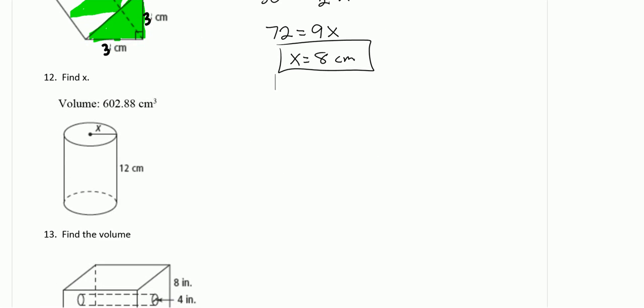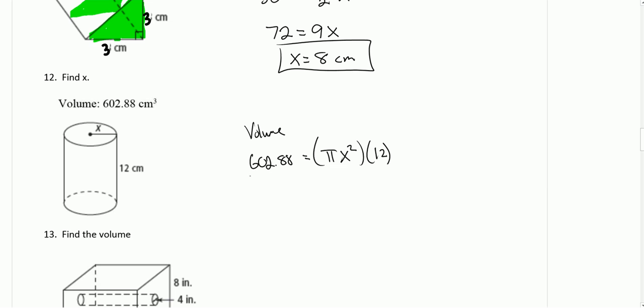For 12, we have a cylinder, and we're looking for the radius. So our volume for the cylinder is given at 602.88, and that's equal to the area of the base, which is pi times r squared, or x squared in this case, times the height, which is 12.